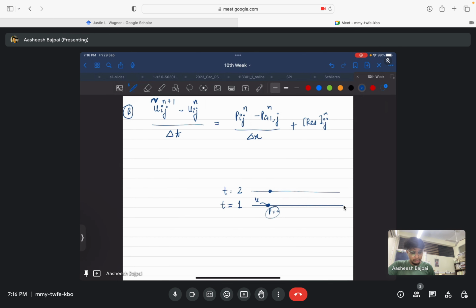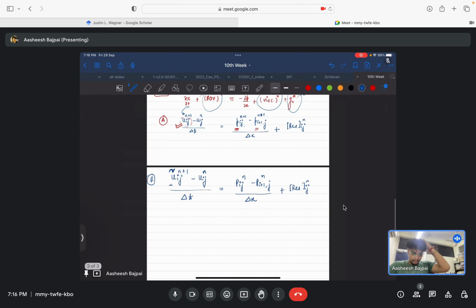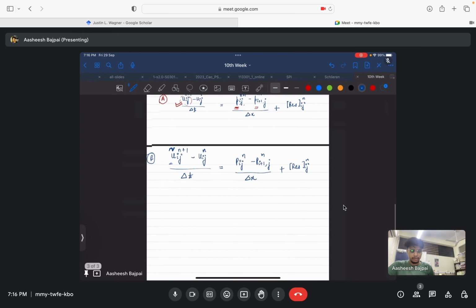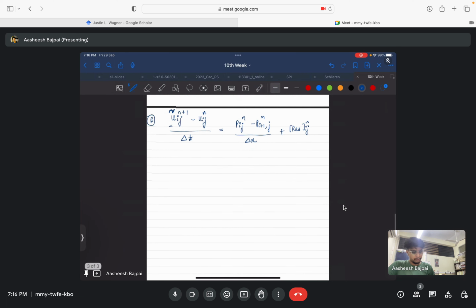What you will do, you will predict the velocity value here from the pressure value here. So that is what I am doing. From the pressure value here, I am predicting a velocity value, which is a predicted velocity value. Okay, this is the first step. And later you will understand why I am doing this. But one should understand that this is the predicted value from the previous pressures.